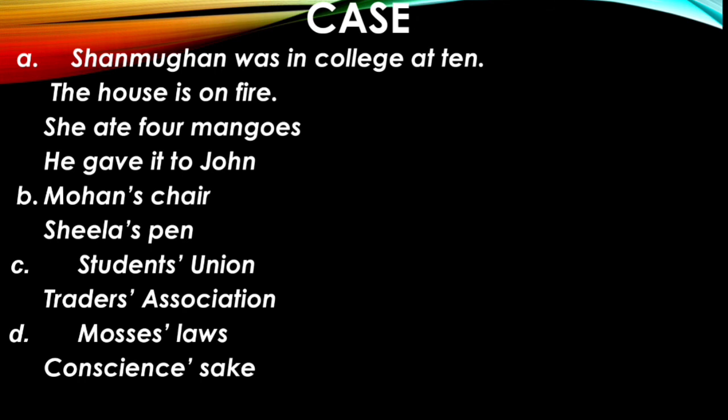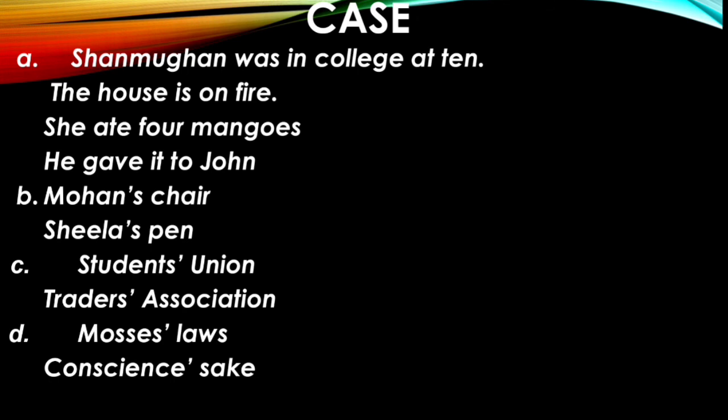Next section is possessive cases. These are called possessive cases, because possessive means possession of something by someone. It may indicate ownership, origin, authorship, association, or connection. It can be expressed in two ways. We can add an apostrophe, like we have seen. We can see here Mohan's chair, Sheila's pen. It's a possession. They possess, they own.